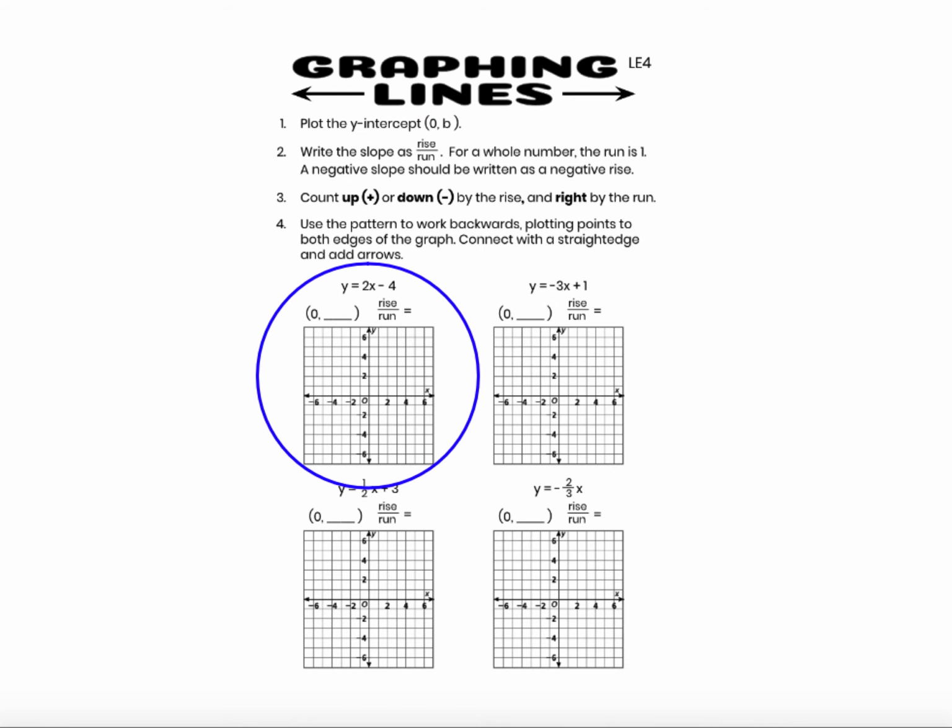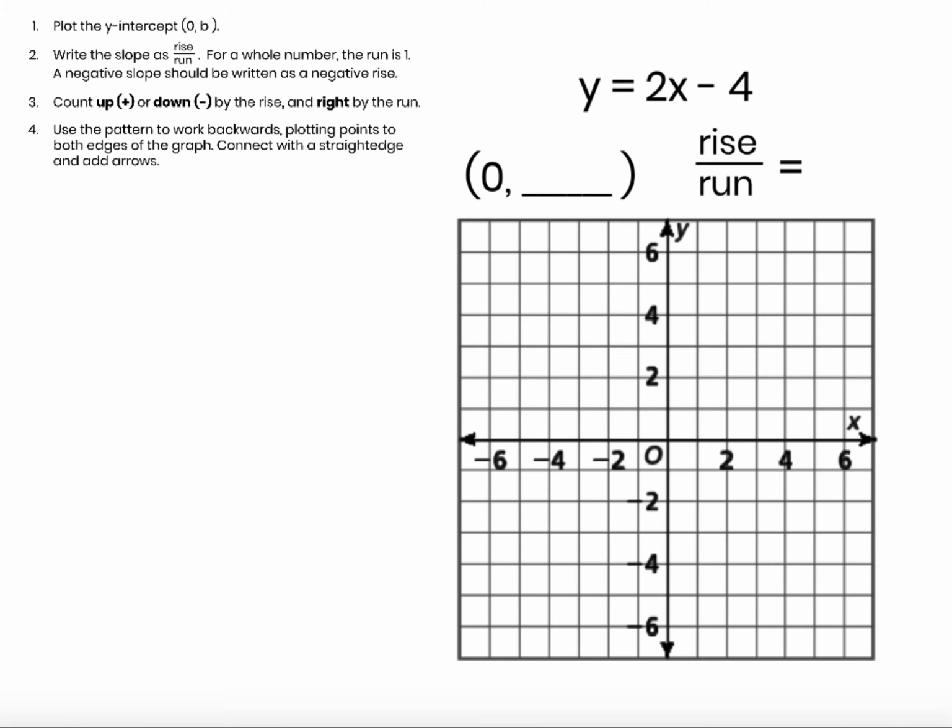Let's go ahead and look at our first example, our first equation, y equals 2x minus 4. So the first thing that we do in these directions is we plot the y-intercept. So the y-intercept is obtained from the start value, y equals 2x minus 4. That means the start value is negative 4. That means the y-coordinate of the y-intercept is negative 4.